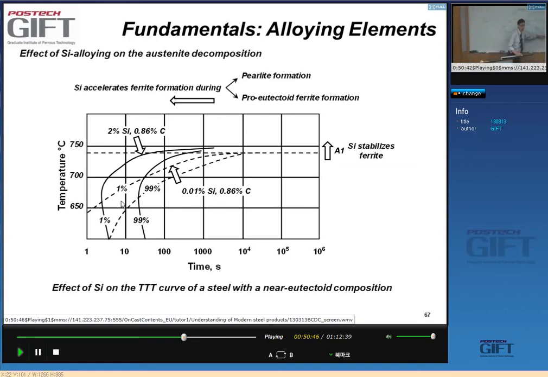And the reason is, it happens, so the reverse of the manganese. The reason is because silicon stabilizes ferrite. So it will accelerate the ferrite formation, and it will accelerate this during pearlite formation, that is here. Yeah? And when you form pro-eutectoid ferrite. Pro-eutectoid ferrite is the ferrite you form when you cool austenite past the AE3 line.